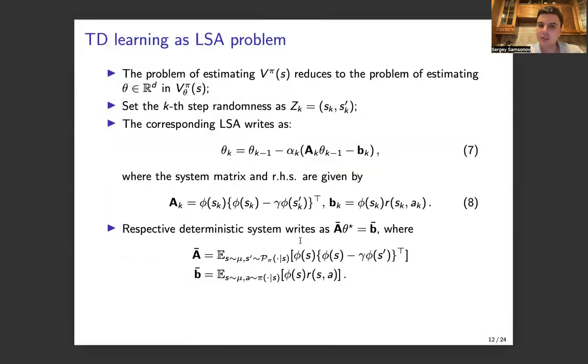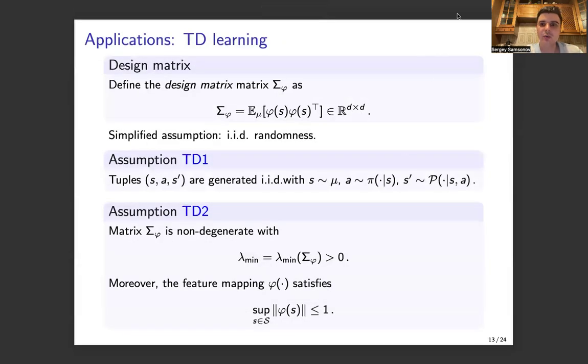So now we consider the specific setting of TD learning. TD with linear function approximation can be written as a particular instance of the LSA algorithm with the design matrix A and right-hand side bar b defined on the slide, and the random oracles A_k and b_k defined in formula 8, respectively. In this case, we need to assume the following properties of the design matrix Sigma_phi and the observations and the learning tuples.